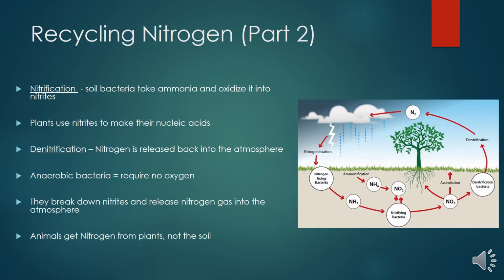Nitrification. This is when soil bacteria take ammonia and oxidize it into nitrites, like NO2 here. This nitrite is now available for plants to make their nucleic acids. Denitrification. This is when some anaerobic bacteria in the soil release nitrogen in the soil back into the air as nitrogen gas. We get our nitrogen from plants, the same way we get our energy, not the soil.